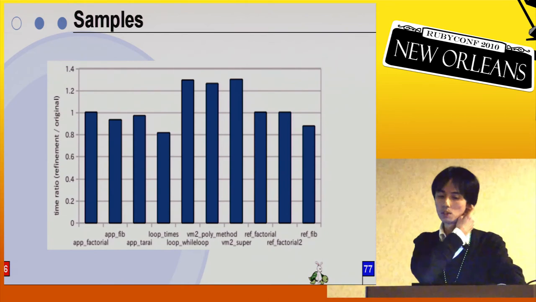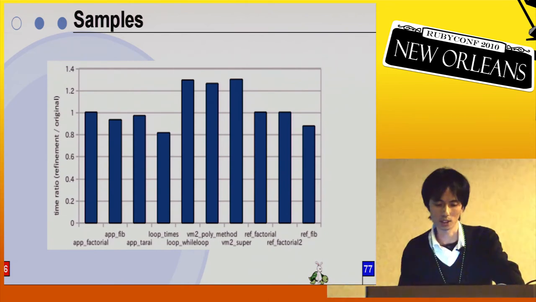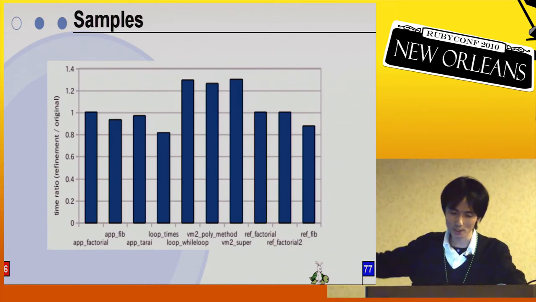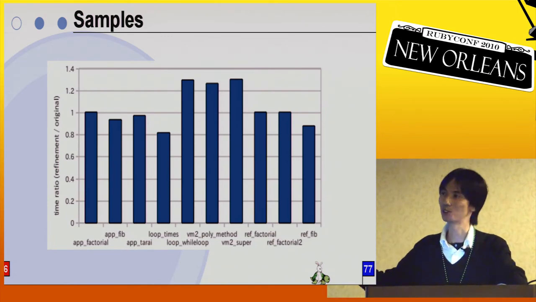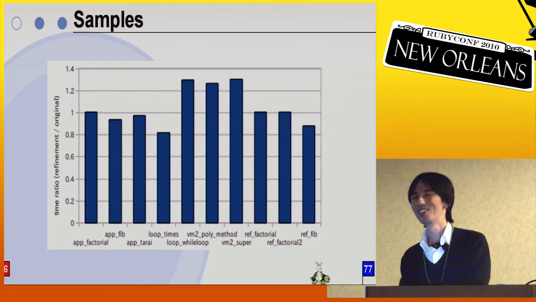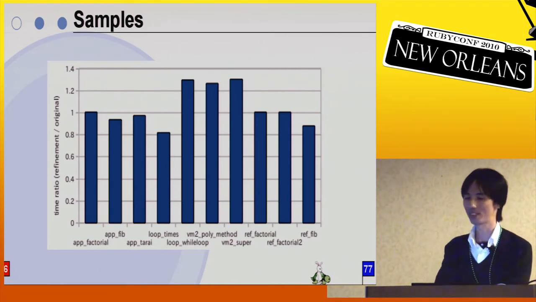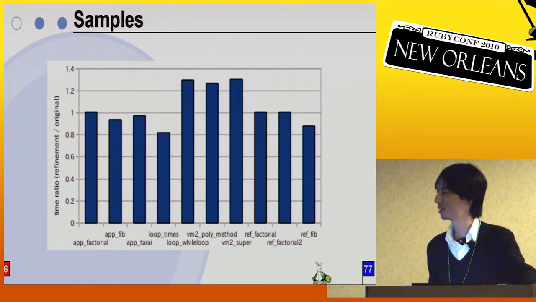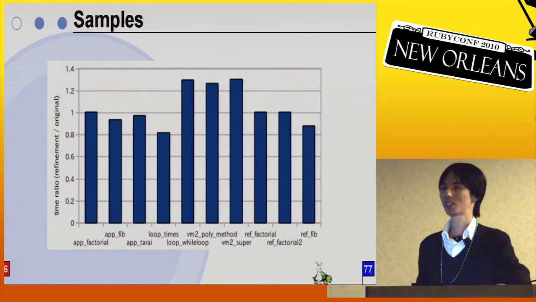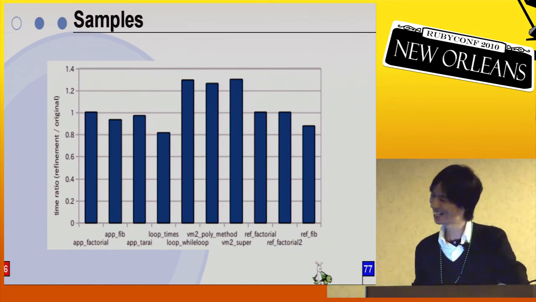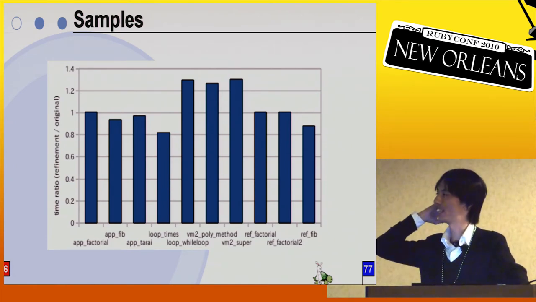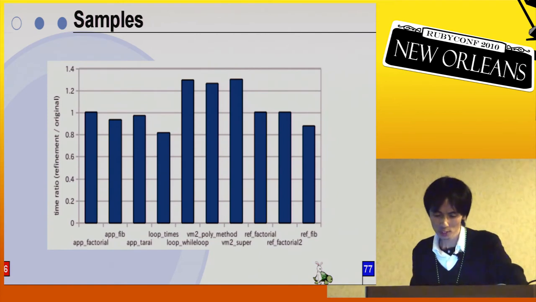These are samples from benchmark scripts. I don't know why, but loop times is faster than the original Ruby. It may be measuring errors, but I have modified the VM. Some magic might happen. I have not investigated yet.